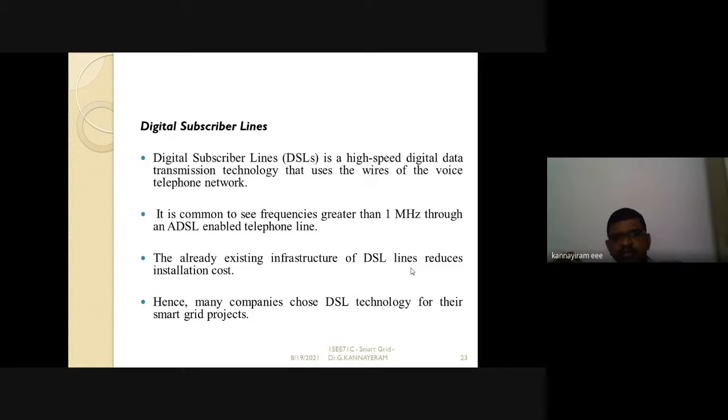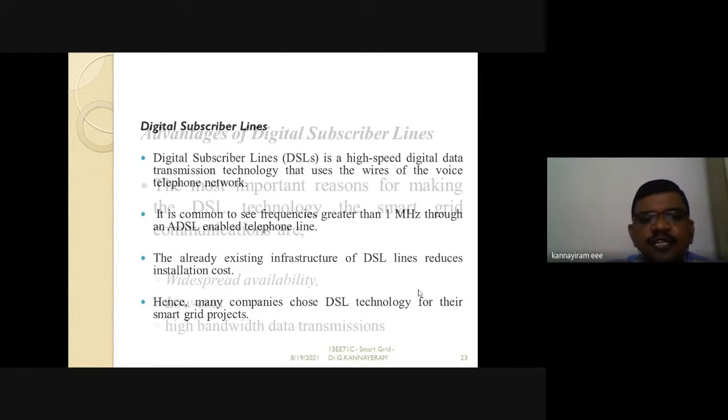Since the DSL lines are already installed, many companies are choosing these digital subscriber lines for the smart grid project.